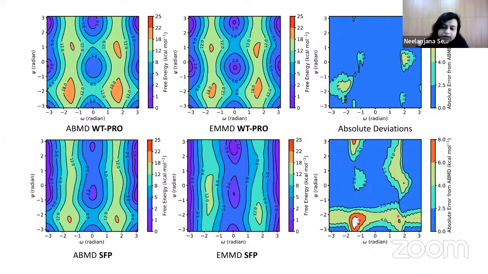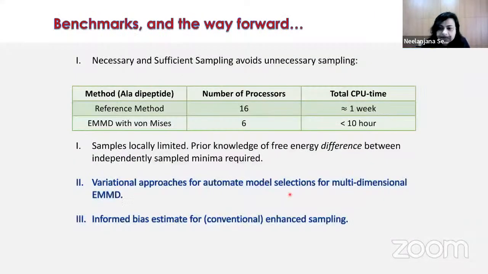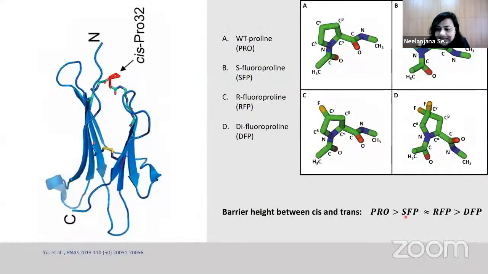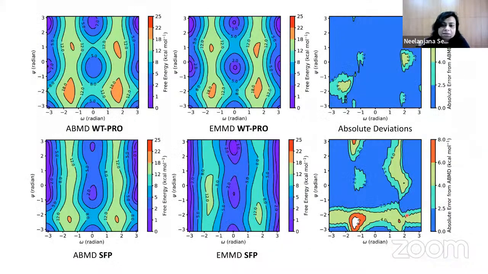However, when we start fluorinating, the absolute error between the reference method, ABMD, and EMMD starts increasing. That could be because we could use better force fields, or perhaps because the fluorinated state with a different method other than ABMD could have done better. We don't know. But what we do find is that the order is reproduced with EMMD, so that again is quite encouraging.